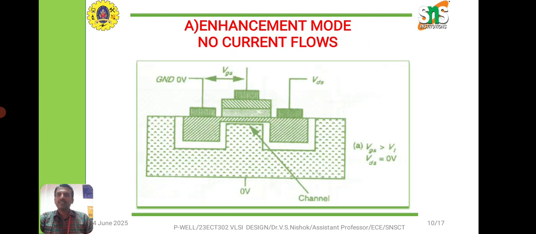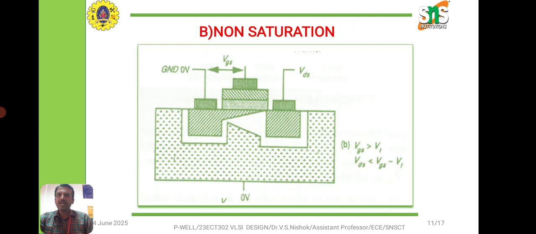And here we are seeing different levels. So here in the enhancement mode, no current flows when the condition VGS is greater than the threshold voltage, that is, gate voltage greater than the threshold voltage. So here we can see the channel. And in the non-saturation region, when VGS is greater than the threshold voltage, there is a slight difference in the channel when compared to the normal condition.